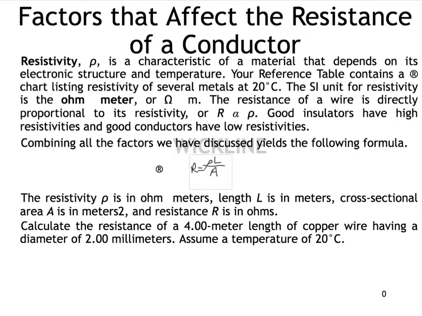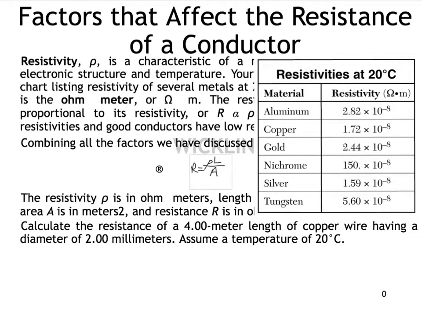The only thing that's been left out is temperature, and there are equations that include temperature, but the way we're getting around it here is that all the resistivities listed on your reference table are for exactly 20 degrees Celsius. So all of the questions that we'll solve here are based on a single temperature of 20 degrees Celsius. All right, let's calculate the resistance of a 4-meter length of copper wire having a diameter of 2 millimeters, and let's assume the temperature is 20 degrees Celsius, which means that we'll be able to use our reference table.